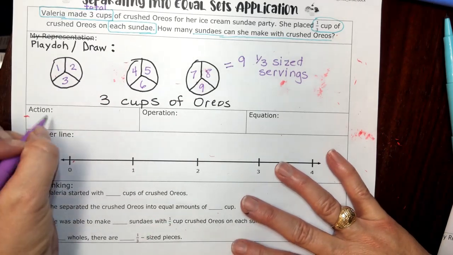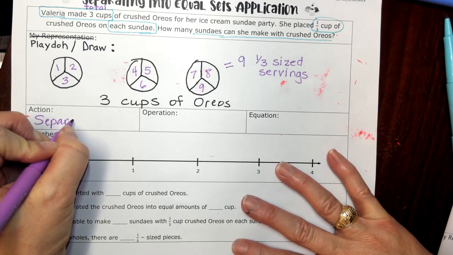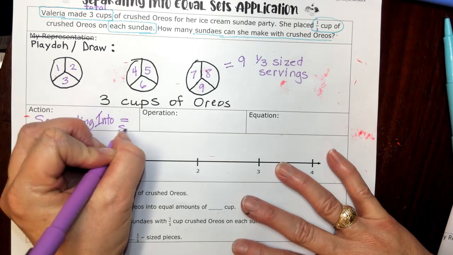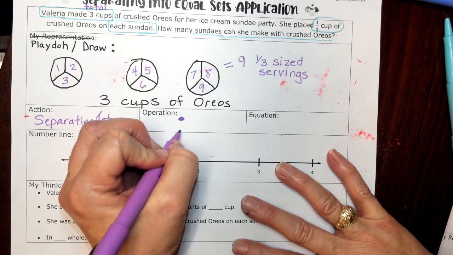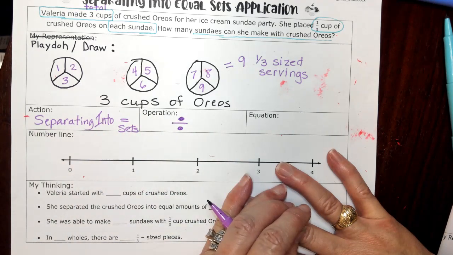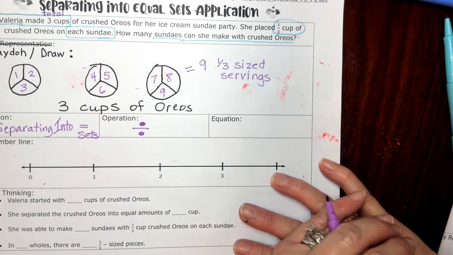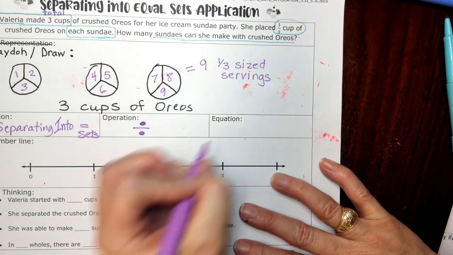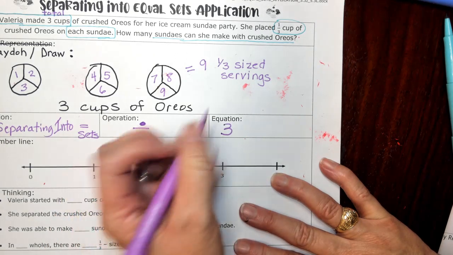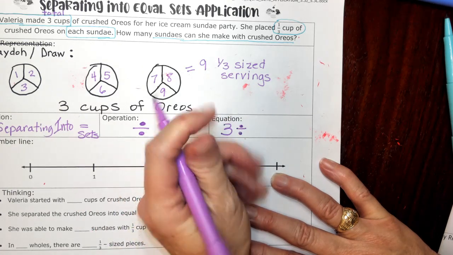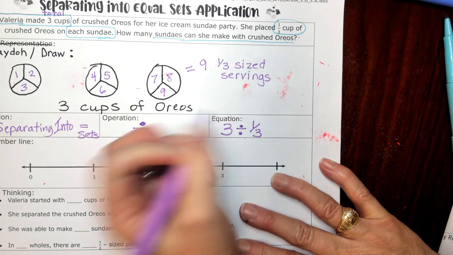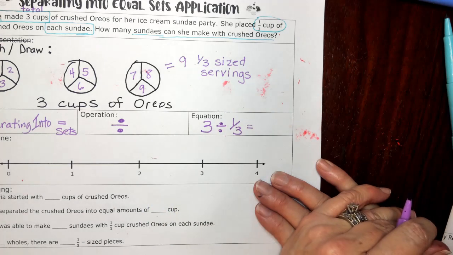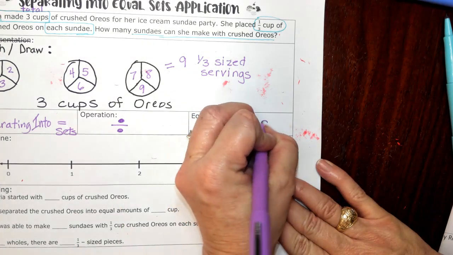So again, the action is separating into equal sets. The operation is dividing. And the equation is going to look like what? What would we start with, Caroline? We're going to start with our whole number 3. We're going to divide that whole number 3 into 1/3 size pieces. And Kennedy, how many 1/3 size pieces will we get? 9. We will get 9.